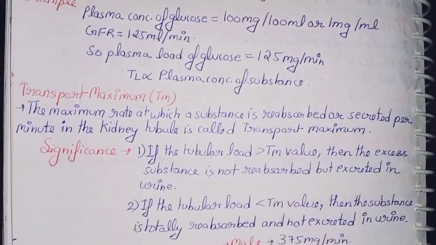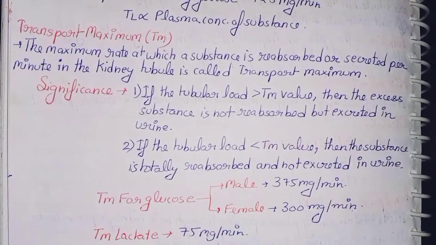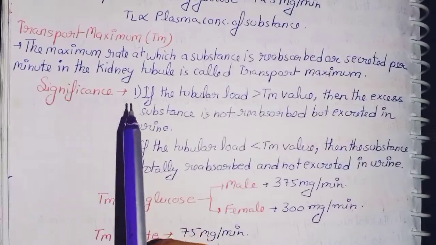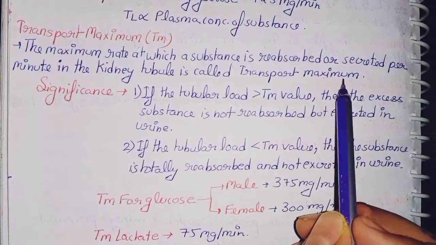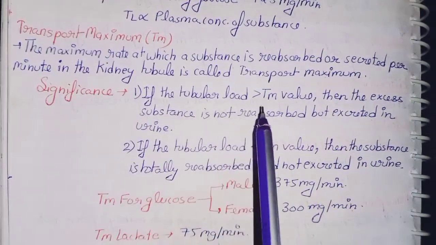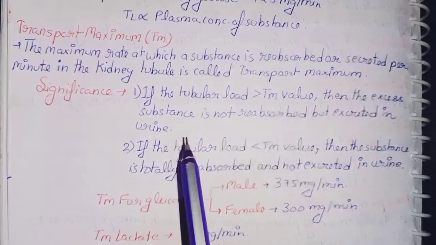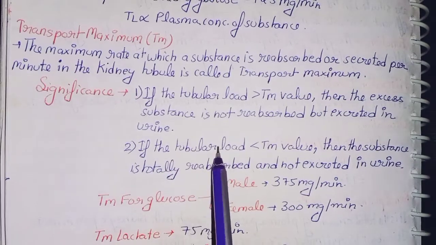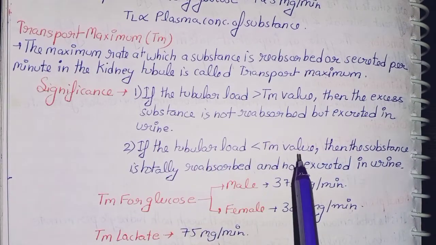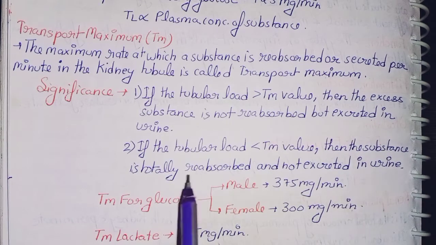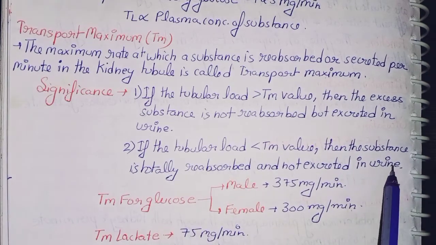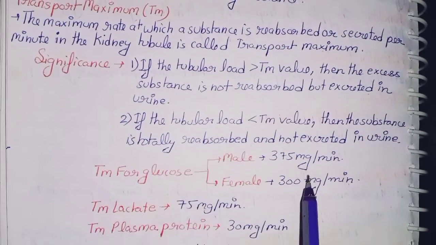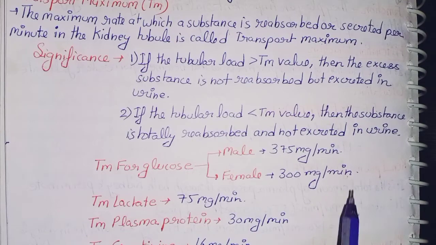Now coming to transport maximum. What is transport maximum? The maximum rate at which a substance is reabsorbed or secreted per minute in the kidney tubule is called transport maximum. The significance is that if the tubular load exceeds the Tm value, then the excess substance is not reabsorbed but excreted in the urine. If the tubular load has a lower value than the transport maximum, then the substance is totally reabsorbed and not excreted in the urine. In males it is 375 mg per minute, and in females it is 300 mg per minute.